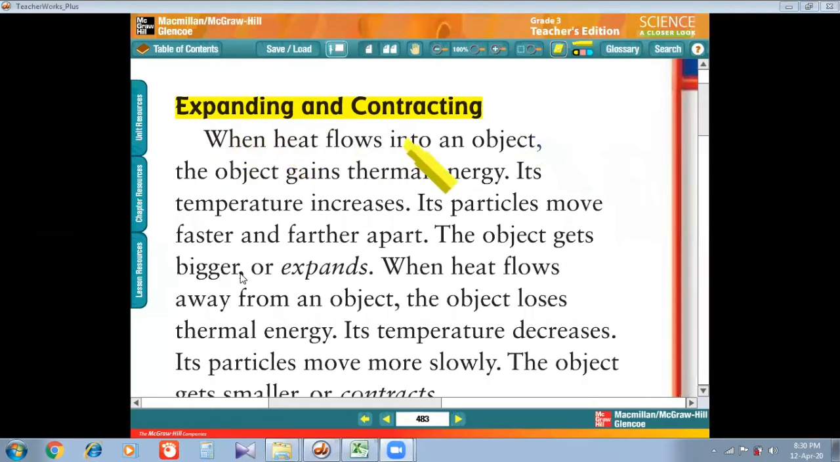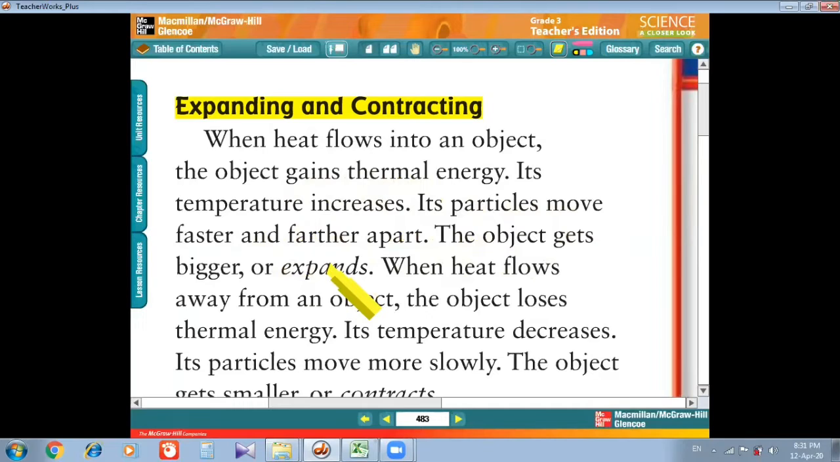When heat flows into an object, the object gains thermal energy. Its temperature increases. Its particles move faster and further apart. The object gets bigger or expands. Now, this we had discussed yesterday, that when heat flows into some object, it will gain thermal energy. Its thermal energy will be increased.